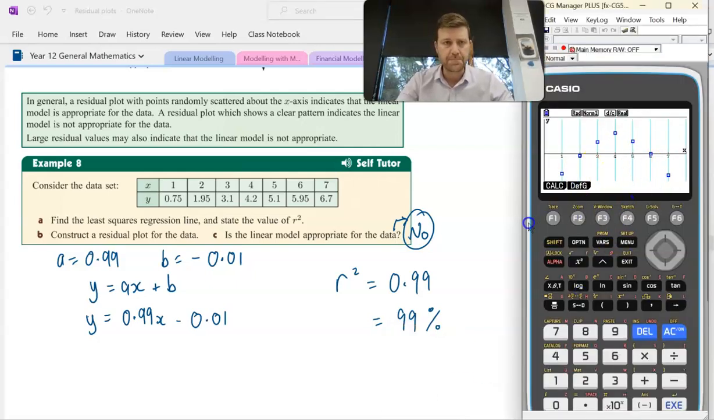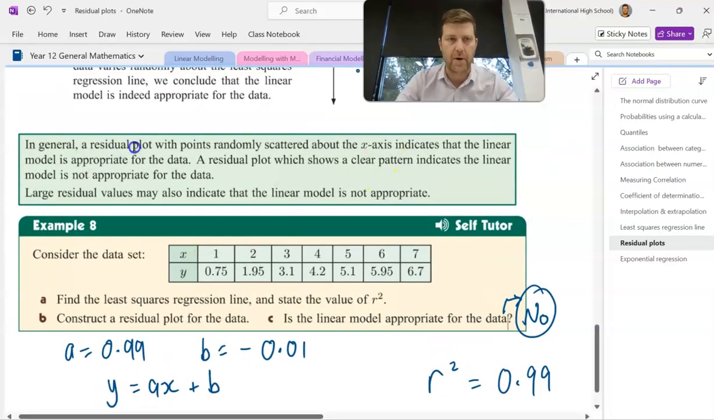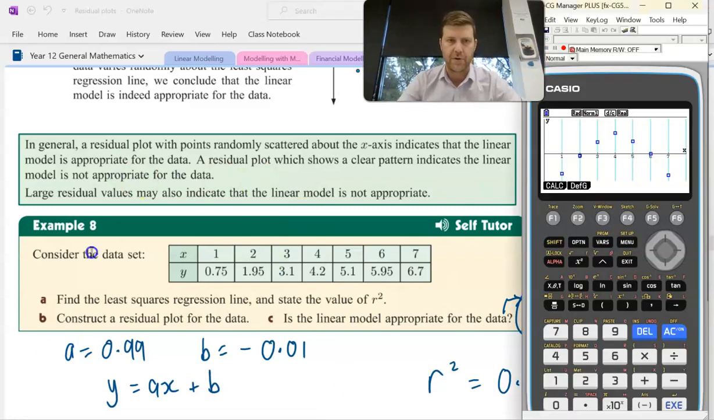So in general, as it says here in the green square, a residual plot with points randomly scattered about the x-axis indicates that a linear model is appropriate for the data. A residual plot which shows a clear pattern indicates the linear model is not appropriate for the data. In the example I've just gone through, example 8, the residual plot shows that clear pattern, which means that a linear model is not appropriate. It's more likely that we're looking at an exponential model. That will be the last part that we look at in this topic, and that will be my next video.